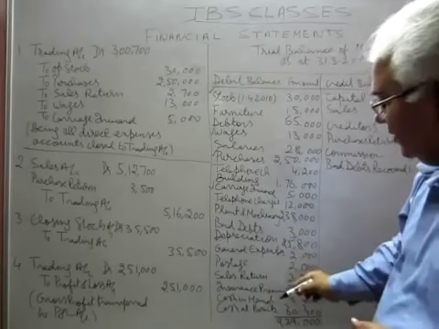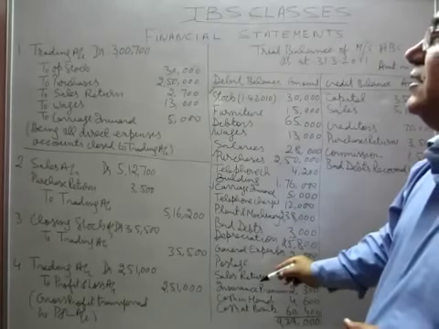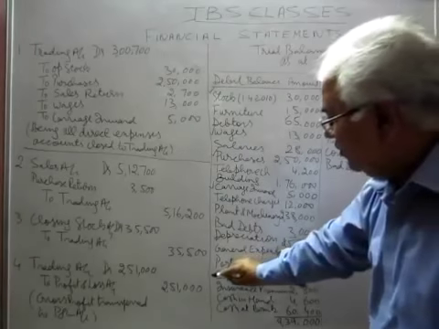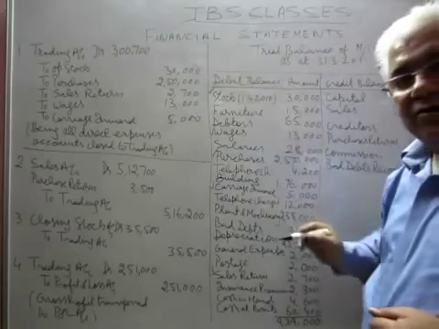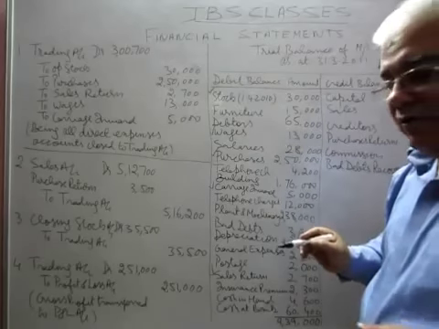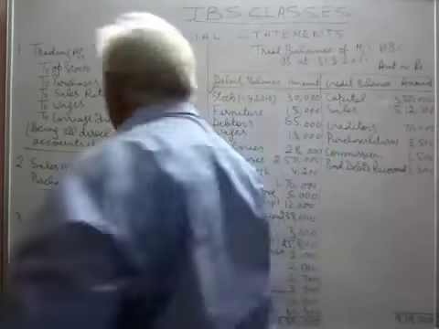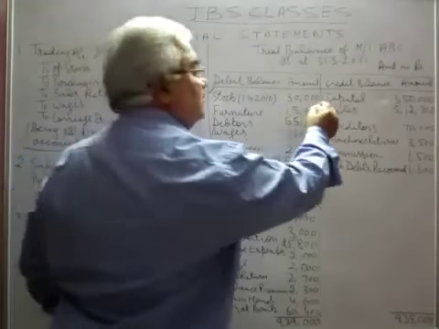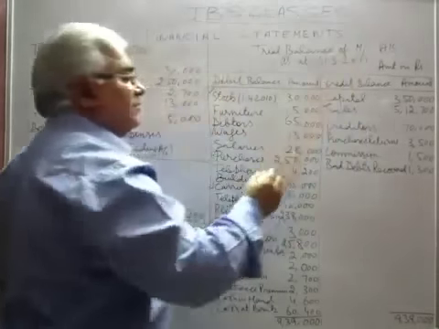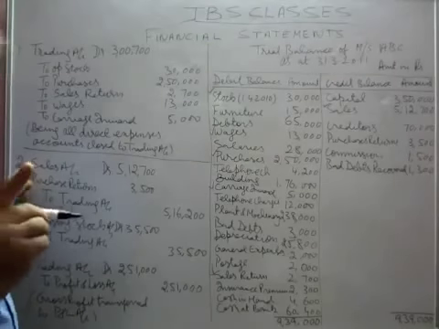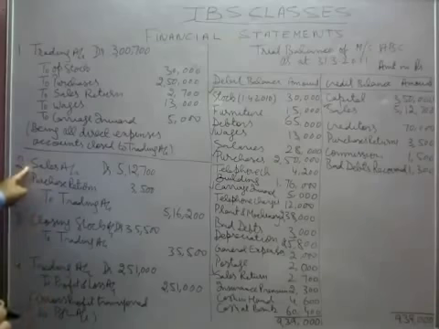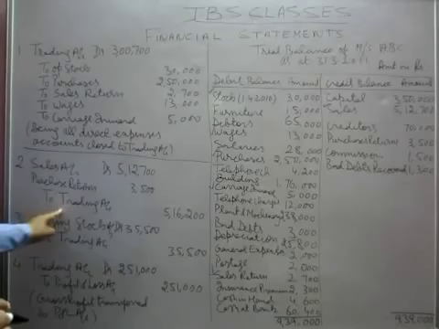This is sales return. Okay, so all these 5 items have been debited to trading account. Now which items will be credited to trading account? Of course this sales. What will be the entry for this? Sales account debited. Sales being a credit balance will be debited here. Sales account debited to trading account.